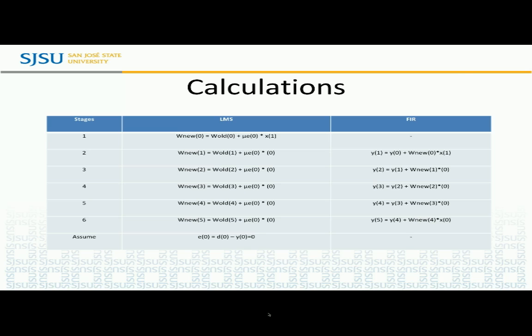The outputs are updated. So W new is W old plus mu E into X, and Y of 1 is Y of previous, that is Y of 0, plus W new, which is the updated value from the previous stage, into X of 1, that is the present signal. You can see that in the second stage, Y of 1 equals Y of 0, the previous stage output, plus W new, which is obtained from the first stage, into X of 1, which is the present state input.